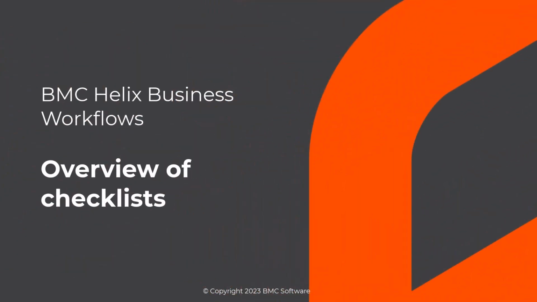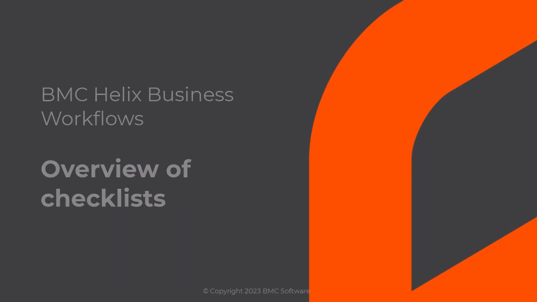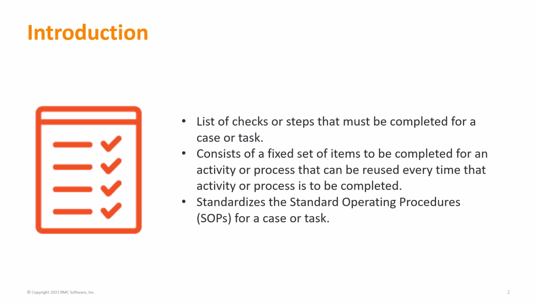Hello. In this video, we'll learn about what checklists are and how to work with checklists in BMC Helix Business Workflows. A checklist, in BMC Helix Business Workflows, is a list of checks or steps that must be completed for a case or task. It consists of a fixed set of items to be completed for an activity or process. The checklist can be reused every time that activity or process needs to be completed.